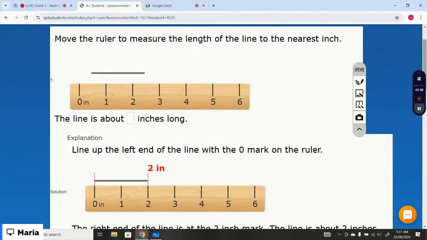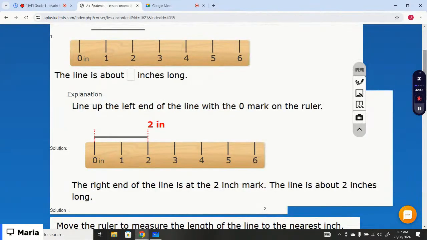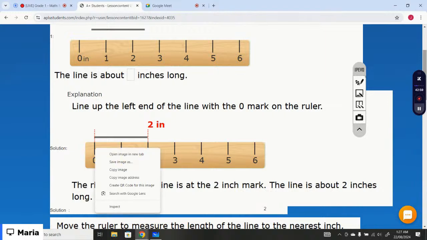Move the ruler to measure the length of the line to the nearest inch. Okay, so you have to measure the length of the line with a ruler now, right? So how do we measure the length of the lines with a ruler? You have to line up the line and the ruler. How do we line up? You have to line up the left end of the line with the mark 0 on the ruler, right?